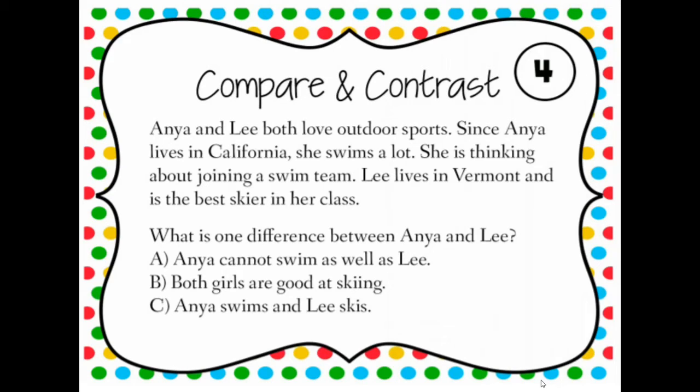So, Dr. Walker, can you help us out with this question? What is one difference or contrast between Anya and Lee? So, of course, we have to go back to the text. When I go to look for a difference, I'm going to think about how they are different instead of how they are alike or similar. When I go back in the text, I see that they both love outdoor sports. So that's how they're alike. But Anya lives in California. She swims a lot. She's thinking about joining a swim team. And Lee lives in Vermont and is the best skier in her class. So I would say that the difference would be C. Anya swims and Lee skis.